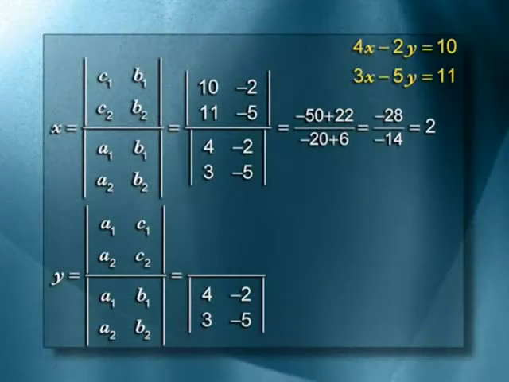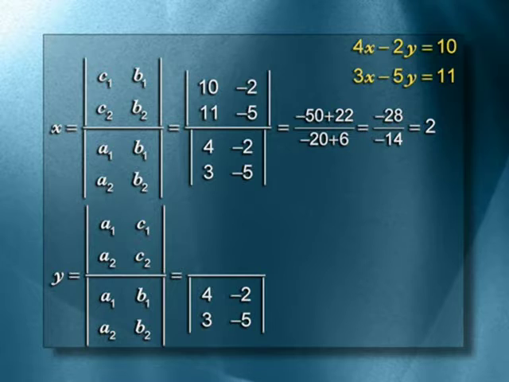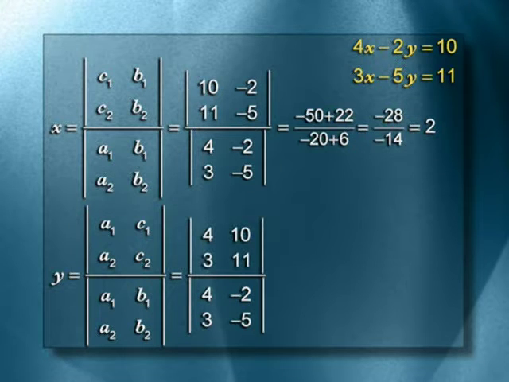How about the second unknown, y? Okay, the denominator is the same as we had before, but the numerator is different now. a1, a2 is the first column, and you replace the second column with the right-hand side, 10, 11, and now compute those determinants.